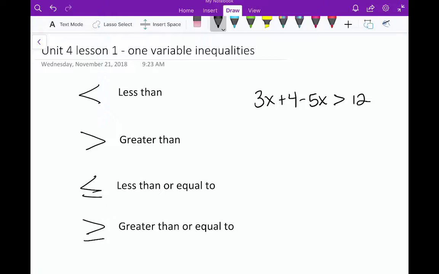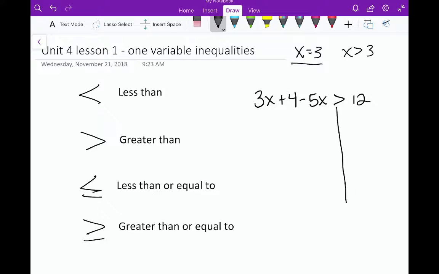So I have an example of an inequality here. 3x plus 4 minus 5x is greater than 12. So just real briefly, let's discuss the difference between an equation and an inequality. If I say x equals 3, then that means x is only one thing. It's just 3. If I say x is greater than 3, then that means x can be a number of different things. It could be 3.05, it could be 9, it could be 100. It can be anything that's bigger than 3. So when we're looking at inequalities, we're looking at an infinite number of solutions, whereas an equation has one solution. So that's kind of the big difference here.